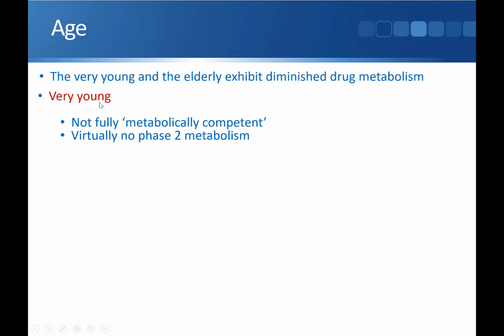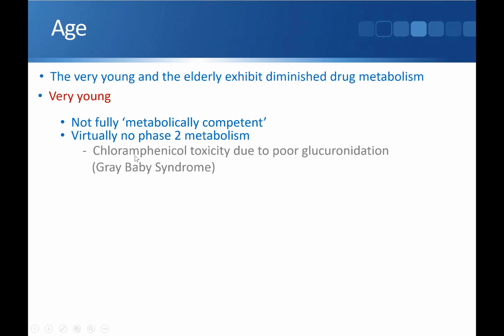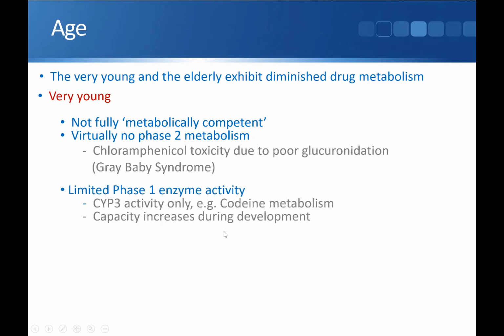So the very young, they're affected because they're not yet fully metabolically competent. So they have virtually no phase 2 metabolism. So very young are less able to detoxify or break down foreign chemicals and excrete them from the body for that reason. So that's the basis for things like chloramphenicol toxicity, because poor phase 2 metabolism of the drug means that it's not excreted quickly enough, which is what ultimately led to grey baby syndrome. They only have limited phase 1 activity as well, so less ability to break down certain drugs, activate certain drugs as well.